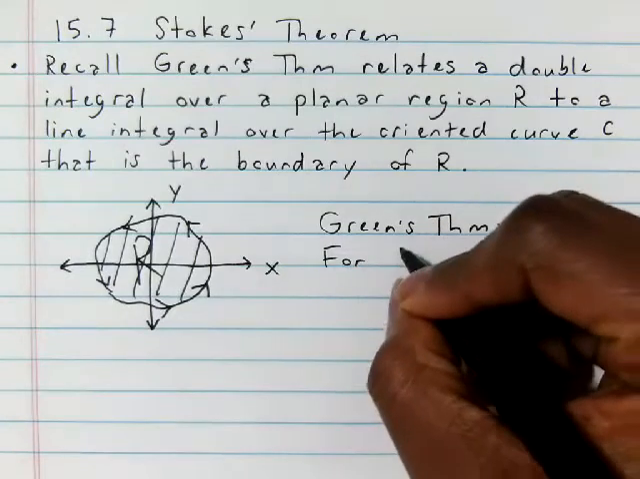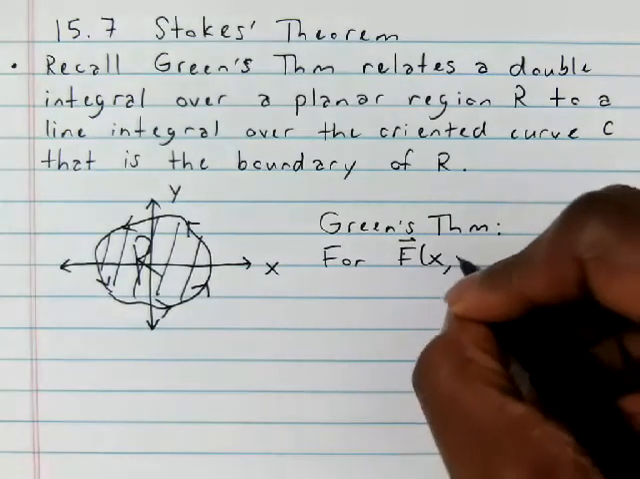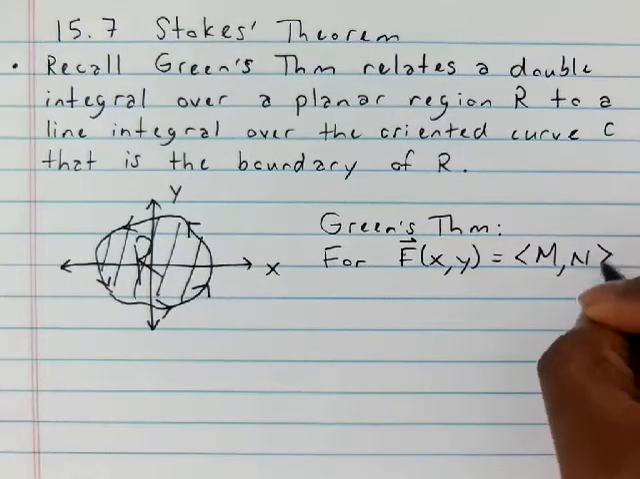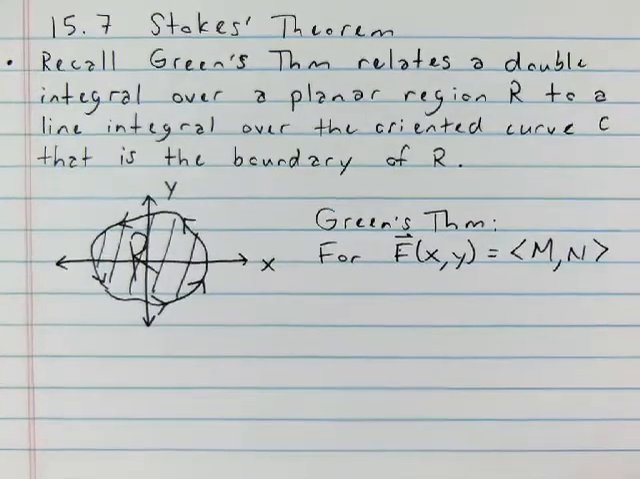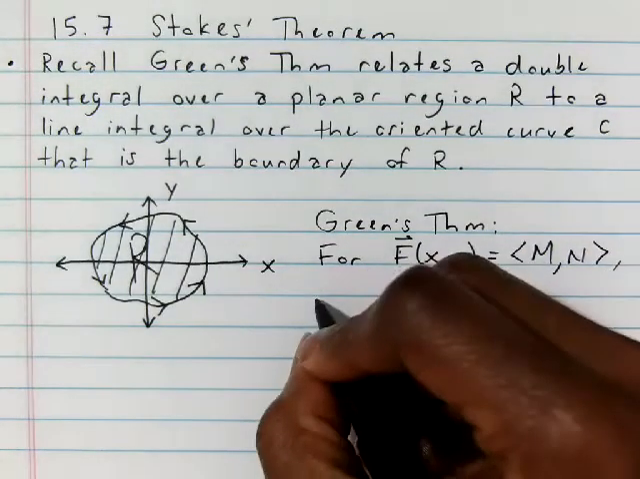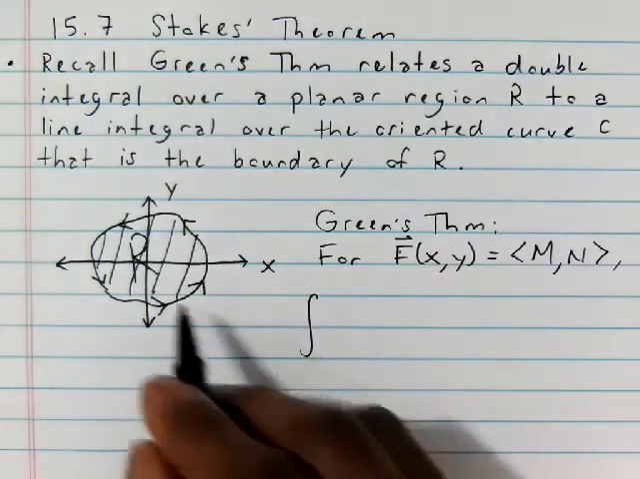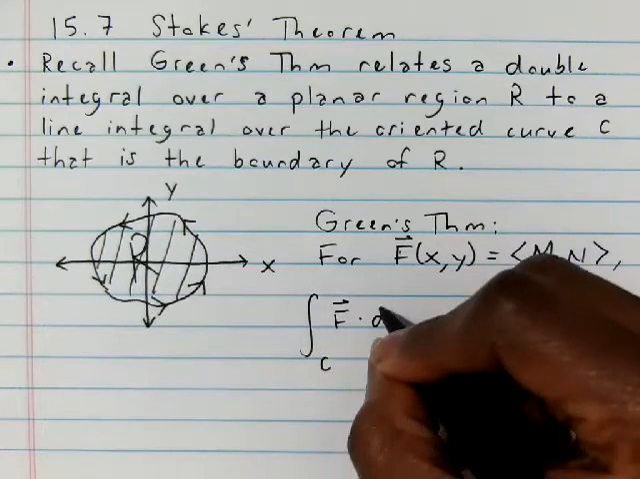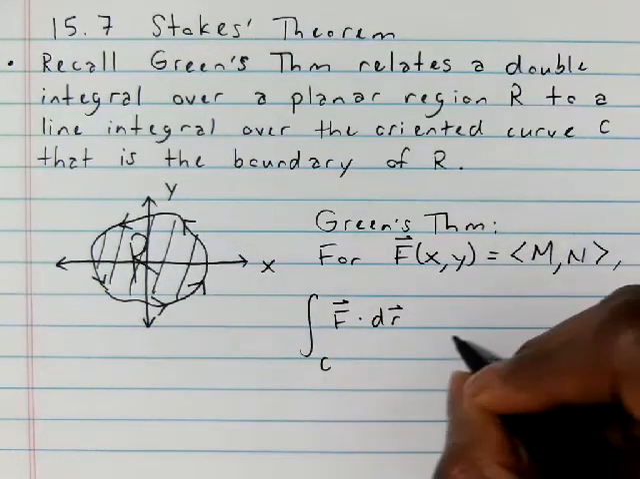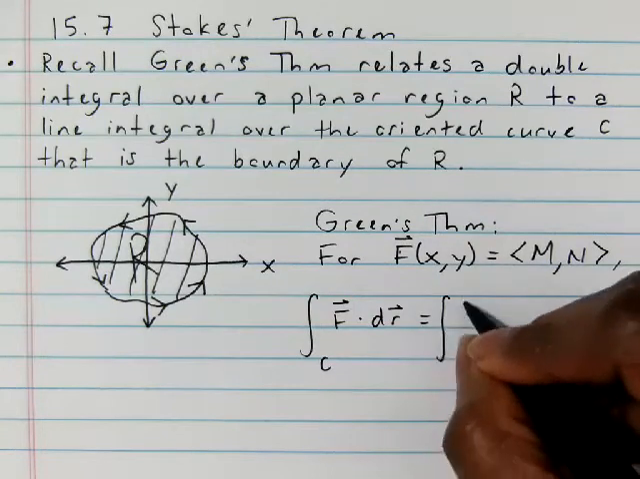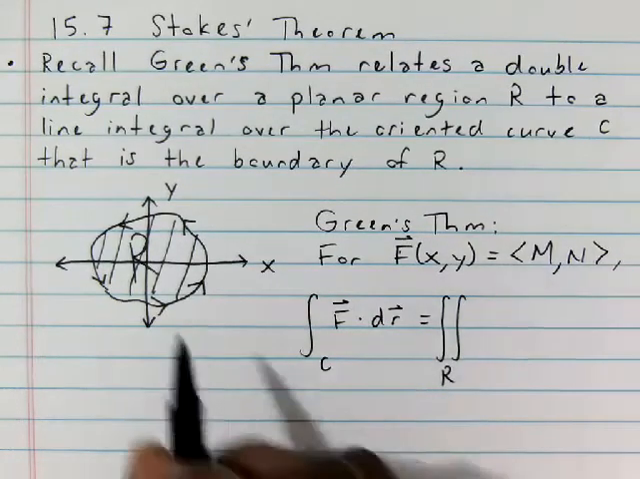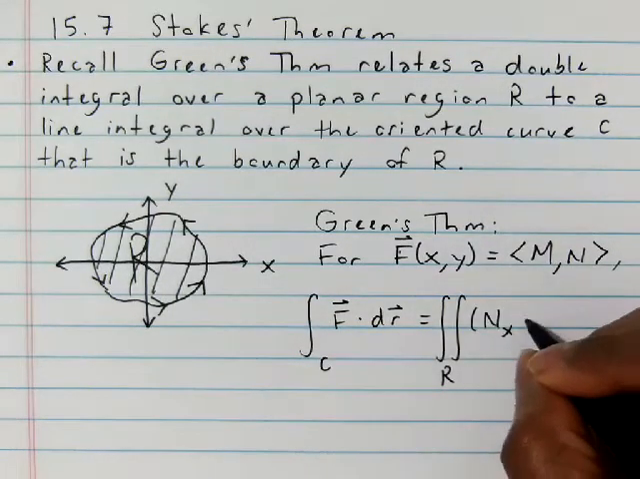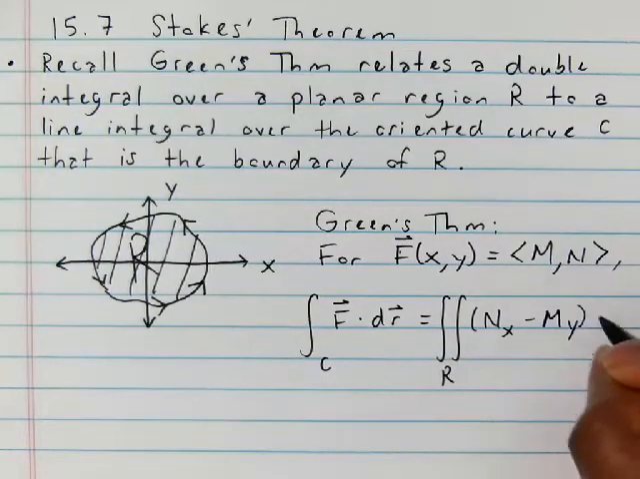for the vector field F of x, y equals M comma N, the line integral over this boundary curve C of F dot dr is equal to the double integral over the region R of the partial of N with respect to x minus the partial of M with respect to y.